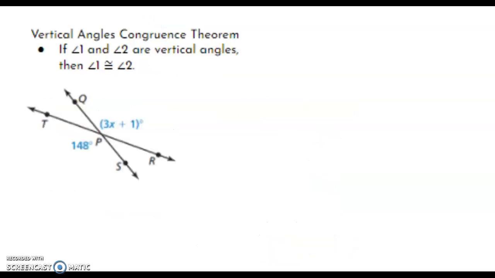Okay, and at the bottom of this foldable, it talks about the vertical angles congruence theorem. The vertical angles congruence theorem says if angle 1 and angle 2 are vertical angles, then angle 1 is congruent to angle 2. So since these two angles, angle TPS and angle QPR, are vertical angles, then they're congruent. And if they're congruent, that means their measures are equal to each other. So that means 148 degrees is equal to 3x plus 1.